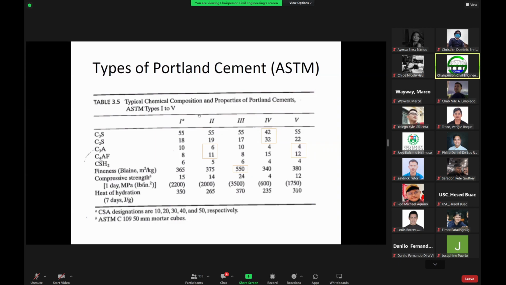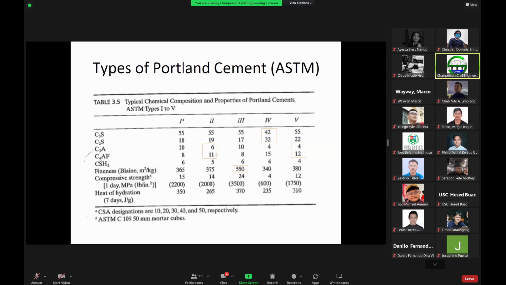So when you need type 2 cement, how do they modify the composition? So you take a look at this box numbers. So for type 2 cement, you notice that the C3A is lower than your type 1. So instead of around 10%, it only has 6%. Then also the C4AF, it is higher than your type 1. So instead of 8, you have around 11%. Now, why is this? So we mentioned that your type 2 has a moderate resistance to sulfate attack.